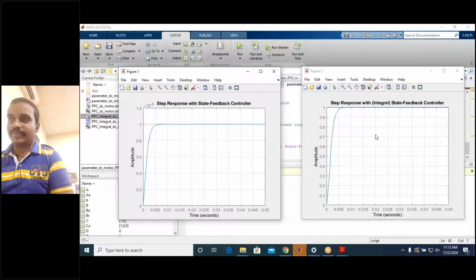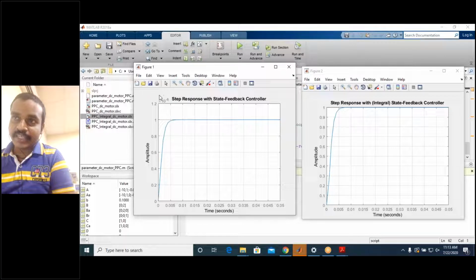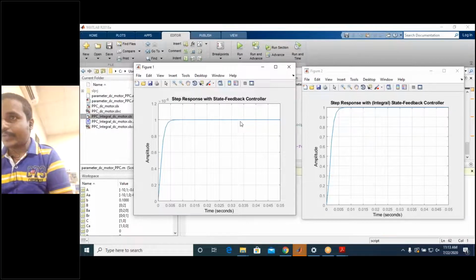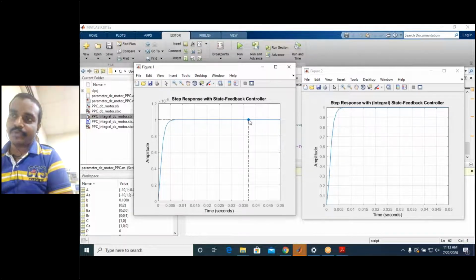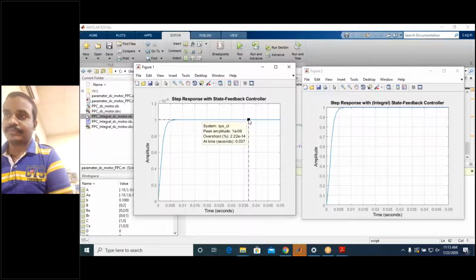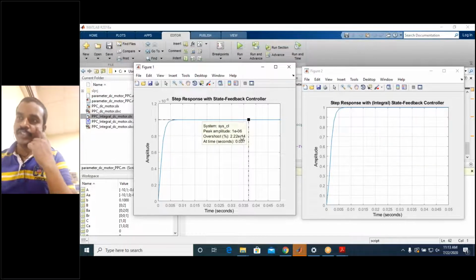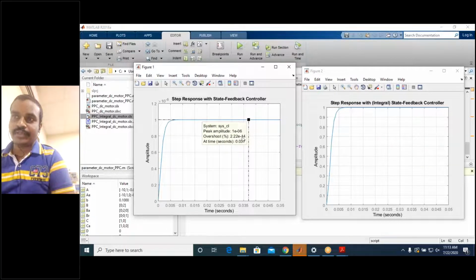At first instant, both of them look the same. But the important thing to note here is the system is going to 1 into 10 to the power of minus 6 or so. So how to get the characteristics? Right click, and there are 4 things you can see. The peak response. If you hover your mouse and click the peak response here, it will show you the yellow markers. Yeah, you can see now the peak overshoot is almost 0, 1 into 10 to the power of minus 6.